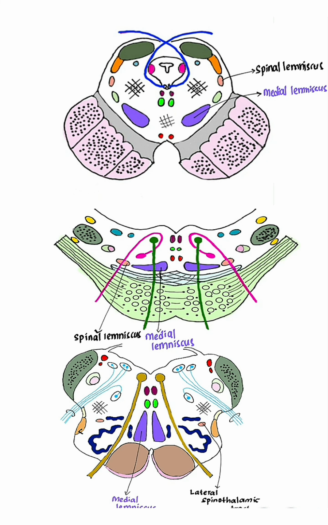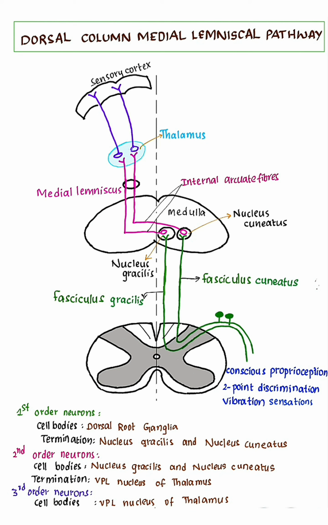Cut section of the medulla at the level of olivary nucleus showing the medial lemniscus. Cut section of the pons showing the medial lemniscus. Cut section of the midbrain showing the medial lemniscus. Third order neurons: their cell bodies are present in VPL nucleus of thalamus and their axons terminate in sensory cortex.